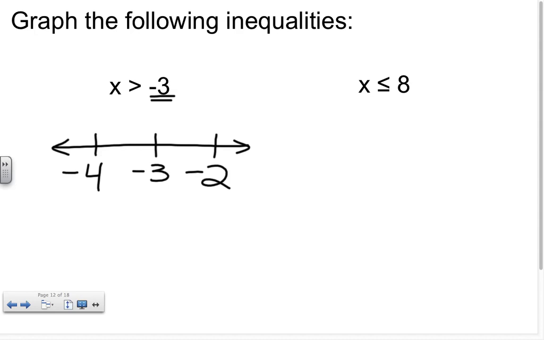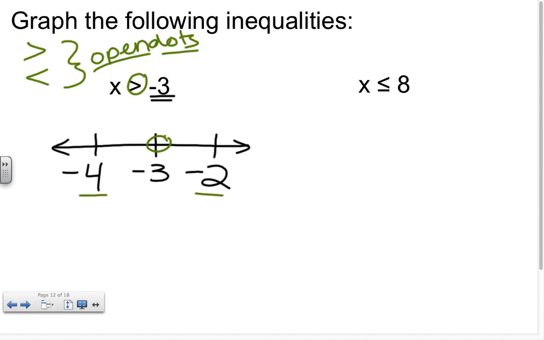Now what you need to do is figure out what this inequality means. Remember that these two right here are going to be open dots. If you have no equal sign, you're going to put an open dot on that number. And then think about this symbol: is it less than or greater than? Hopefully you're thinking greater than. Is -4 or -2 greater than -3? -2 wins, so our arrow is going to go to the right.